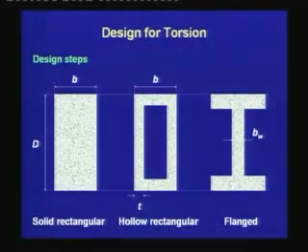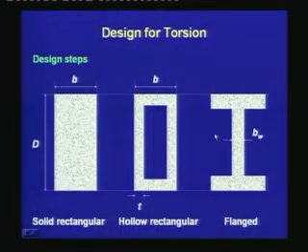The geometric variables are defined for the different types of sections as follows. b is the breadth, which is the smaller dimension, and d is the depth, which is the longer dimension. For a hollow rectangular section, the thickness should be at least a quarter of the breadth, so that we have an adequate shear flow zone in the hollow section. For a flanged section, the breadth is the breadth of the web, which we substitute in the previous expression.